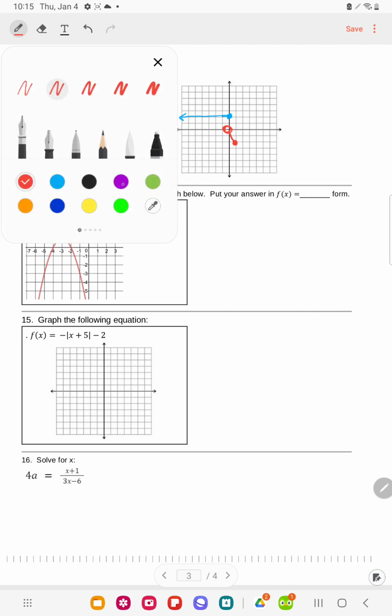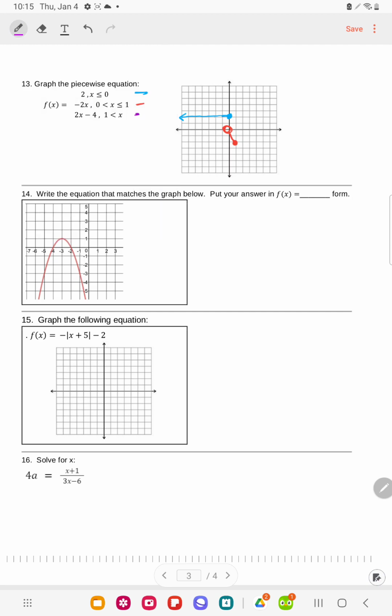And then for our last equation, we have 2x minus 4 when x is greater than 1. When 1 is less than x, or x is greater than 1. So anytime we're looking at when x is 2, 3, 4, 5, 6, 7, 8, and so forth, all the way to infinity. So let's write the equation first, 2x minus 4. So we go -4 on the y-intercept, 1, 2, 3, 4, -4. So that looks something like this right here.